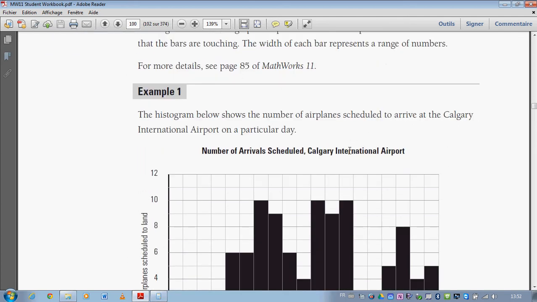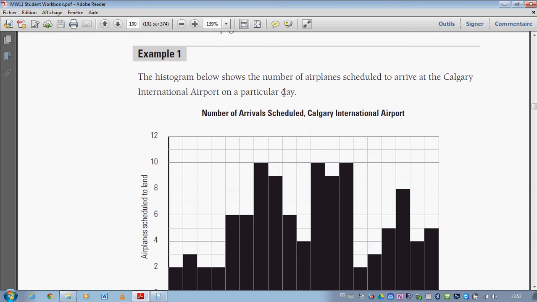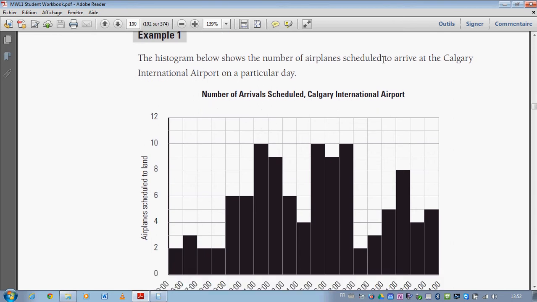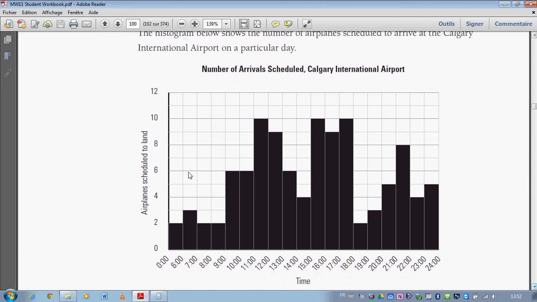Moving on to example 1: the histogram below shows the number of airplanes scheduled to arrive at the Calgary International Airport on a particular day. You'll notice that the bars in the graph do not have spaces between them, hence the fact that it's continuous data. Time is continuous. You can have 0 to 6 hours, 6 to 7, and then 7 a.m. to 8 a.m. There is no gap, so that's why they put the bars side by side.